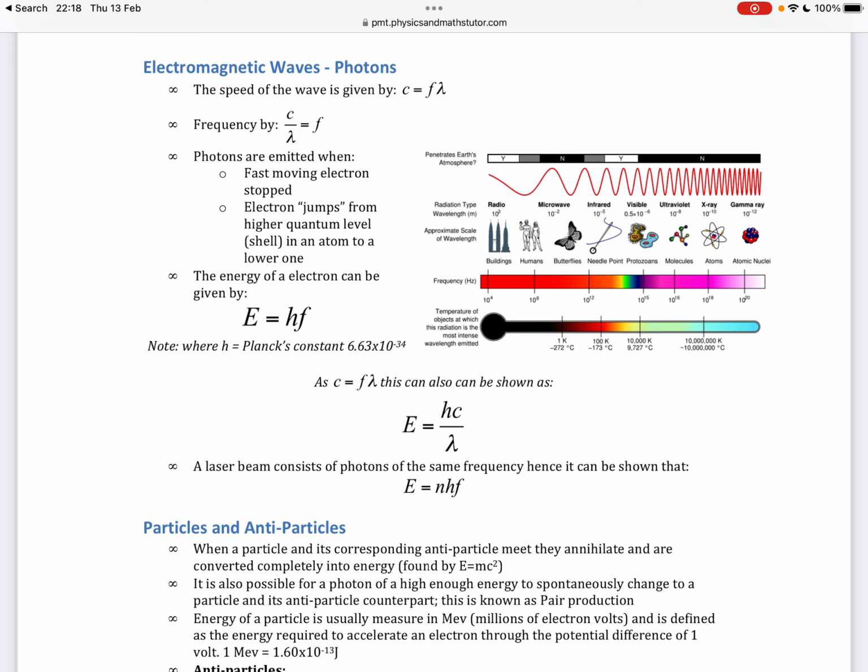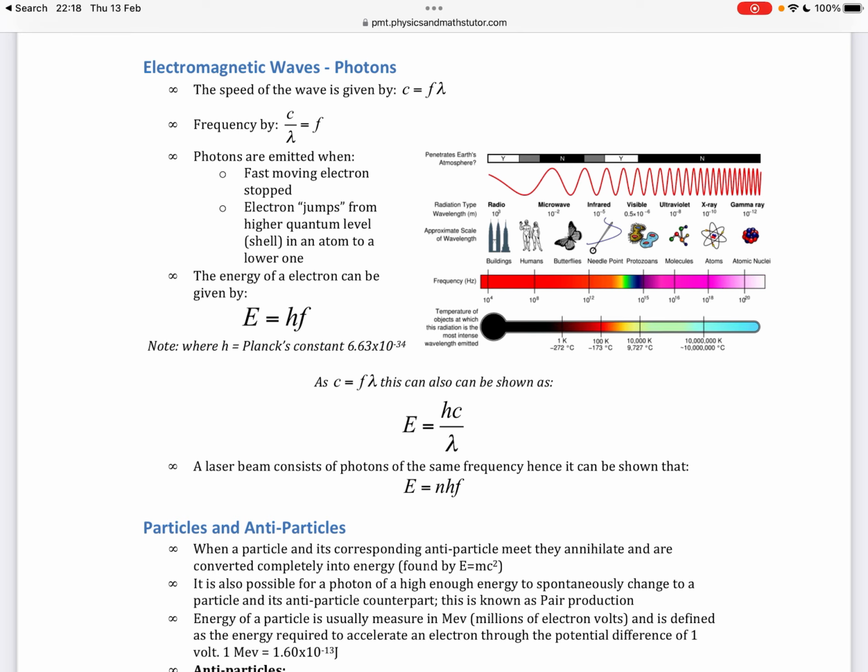Wavelength. Frequency by c over this equals f. Photons are emitted when fast-moving electrons stop. An electron jumps from a higher quantum level, which is basically a shell in an atom, to a lower one, and the energy of the photon can be given by E equals hf, where h is a constant called Planck's constant and has a value of 6.63 times 10 to the power of negative 34.